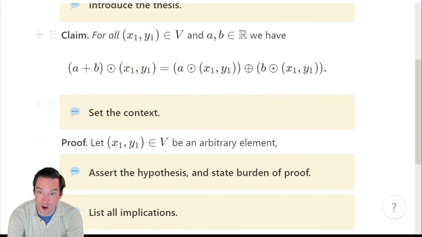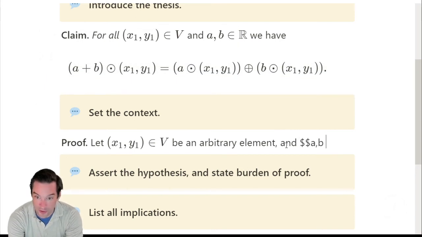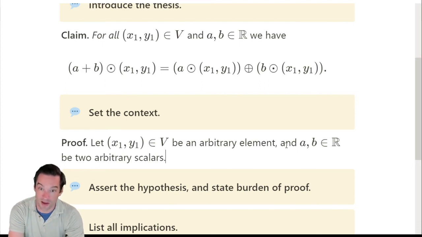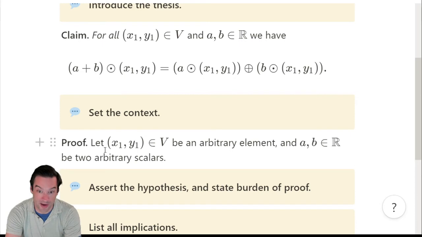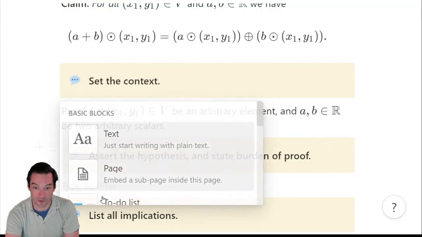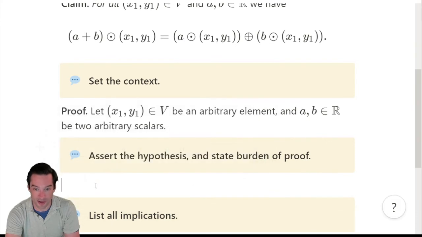We also have a for all a and b scalars. So we have to introduce the reader to those. Let a and b in the real numbers be two arbitrary scalars. So now we've set a context. We know at this point in the proof what x1, y1 are, what a and b are, which means that now we can write equations if we want to. But we're not going to do that yet because we haven't asserted the hypothesis and we haven't stated the burden of proof. So that's what we'll do next.